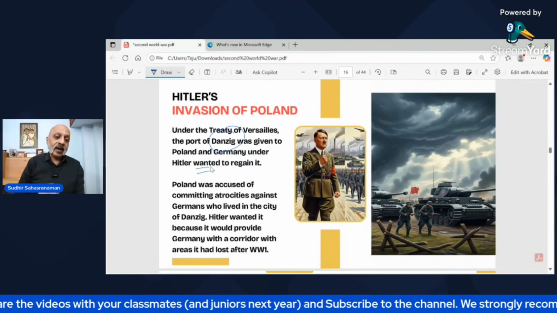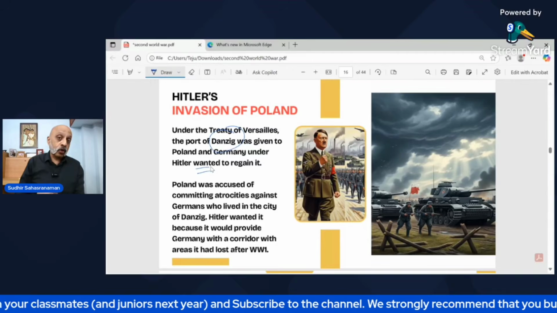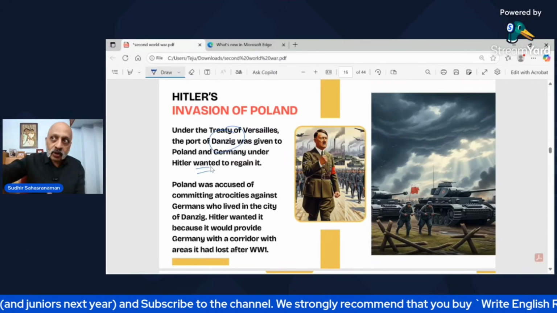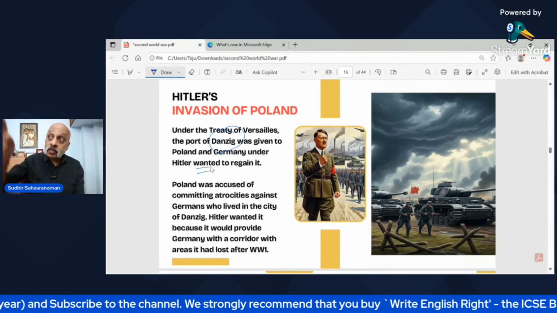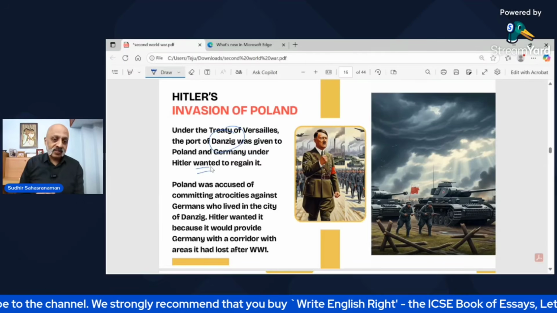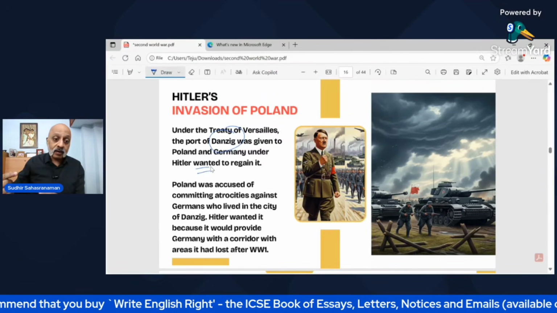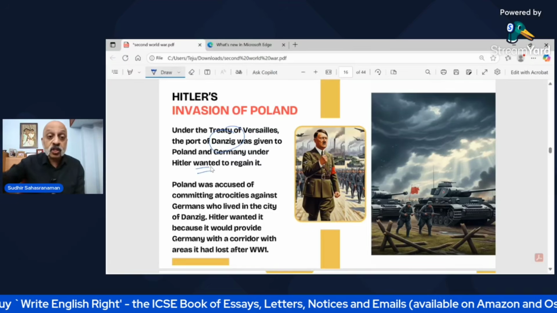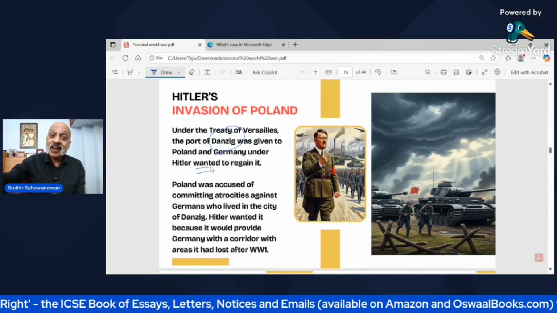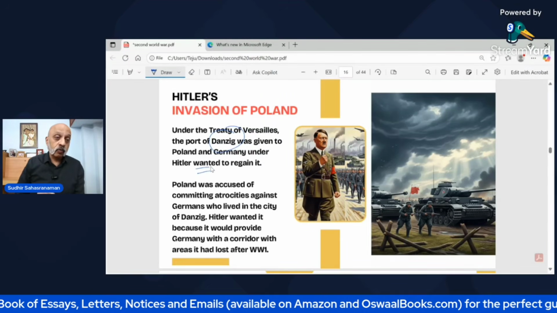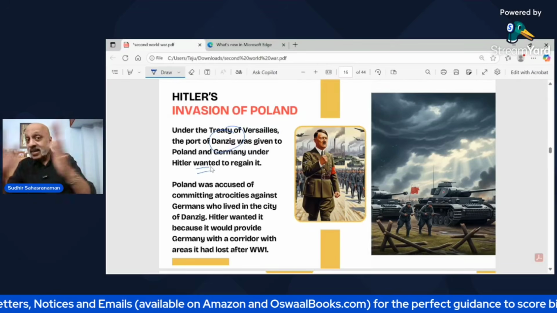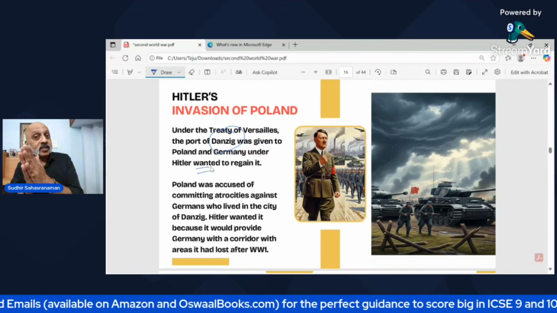And why should Poland have it? So Poland was accused. Hitler said, you're committing atrocities against the Germans who are living in that town of Danzig. So I want it back, right? So Hitler wanted it because it would also provide Germany with a corridor to areas that it had lost after First World War. After First World War, many areas it had to give to the other victorious countries.